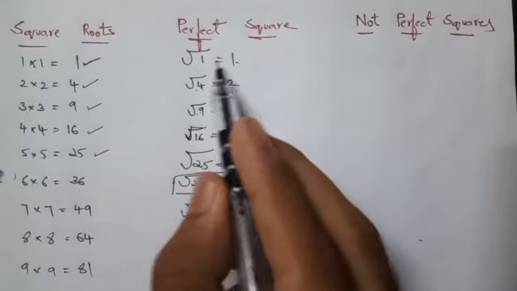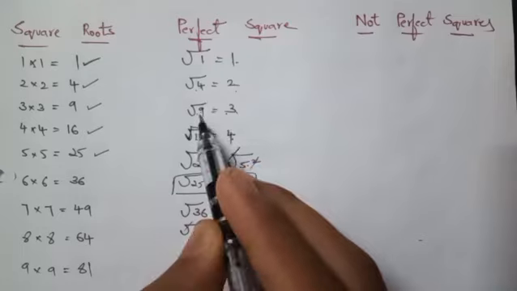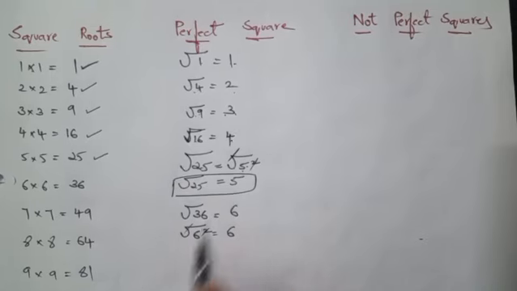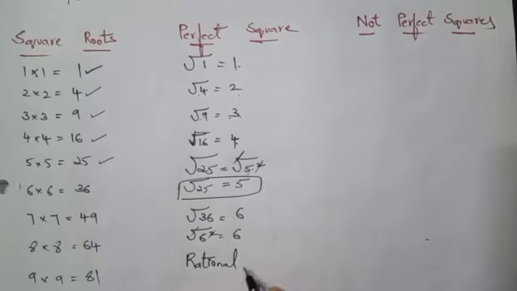Root 1, root 4, root 9, root 16, root 36, root 49. These are all perfect squares. So these perfect squares are rational numbers.